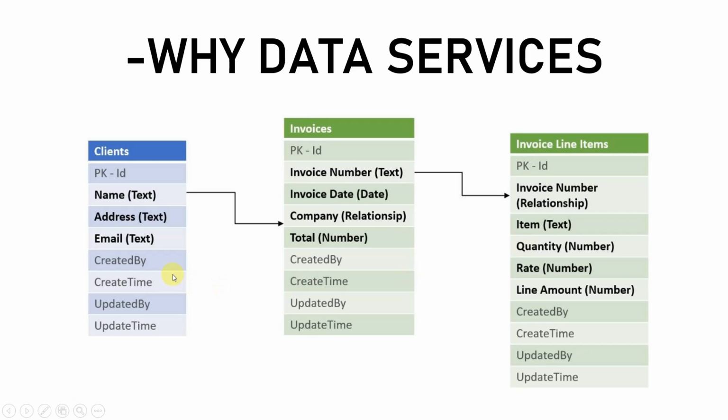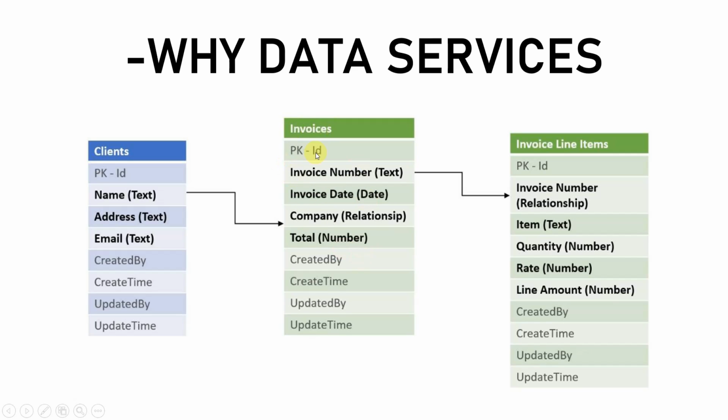Now that we have created an entity for the clients, the next objective is to create an entity for the invoices. The invoices has 4 user defined fields: invoice number, invoice date, company, and total. If you see the company, it is of type relationship, which means that the invoice should belong to a valid client. So the name of the client will be a foreign key for the invoices. When I say foreign key, it is the relationship.